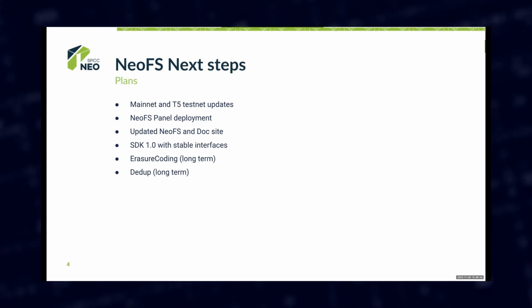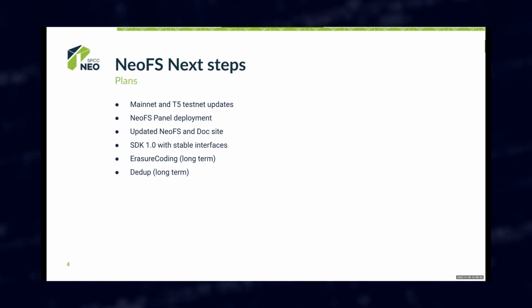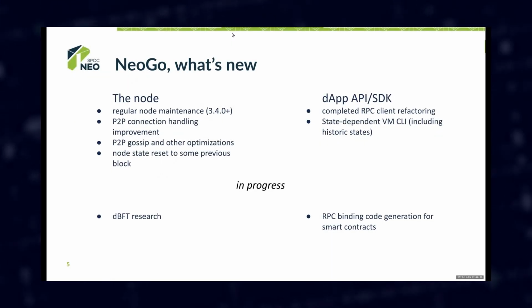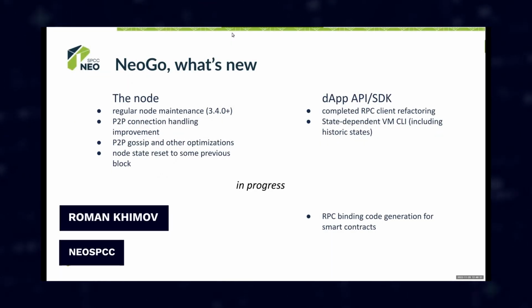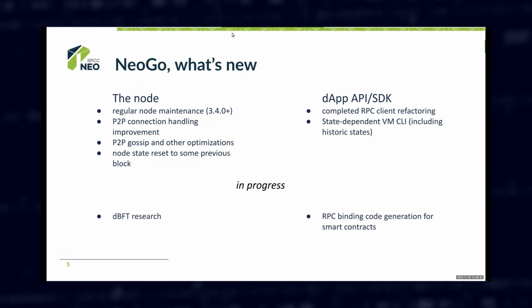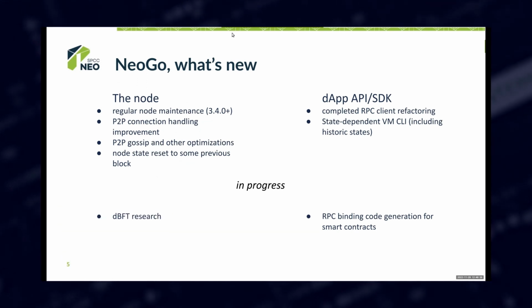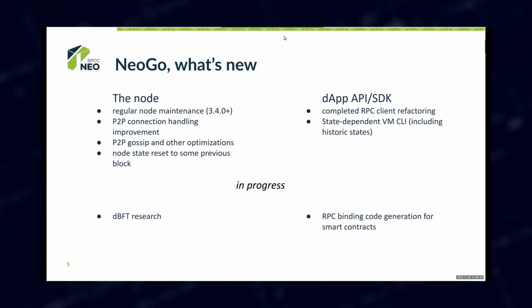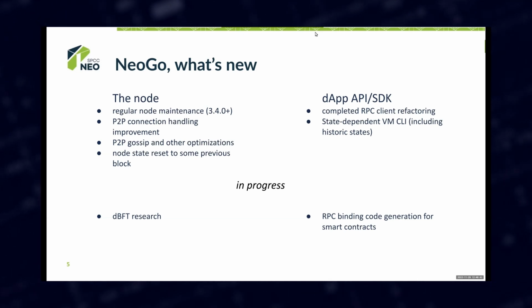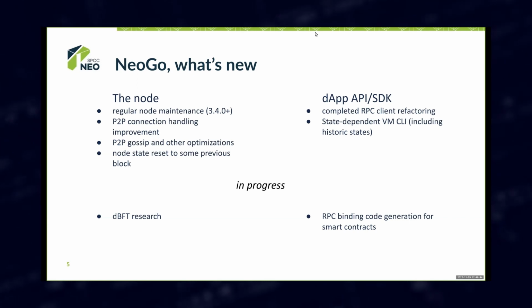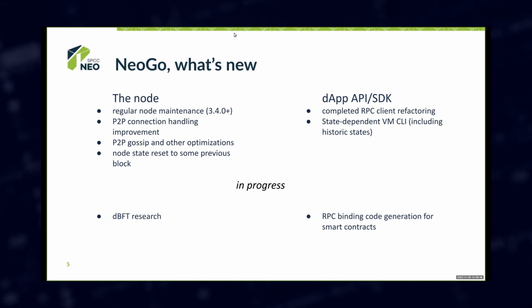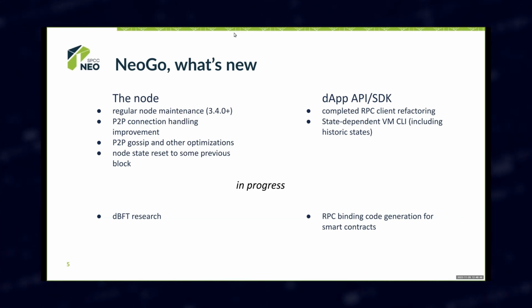Next, let's go for NeoGo. Roman. Thank you. Moving on to NeoGo. As previously, we have two main so-called tracks of what we're doing in NeoGo. That's the node itself and the APIs, SDKs, basically all the things that we provide to write smart contracts in Go.